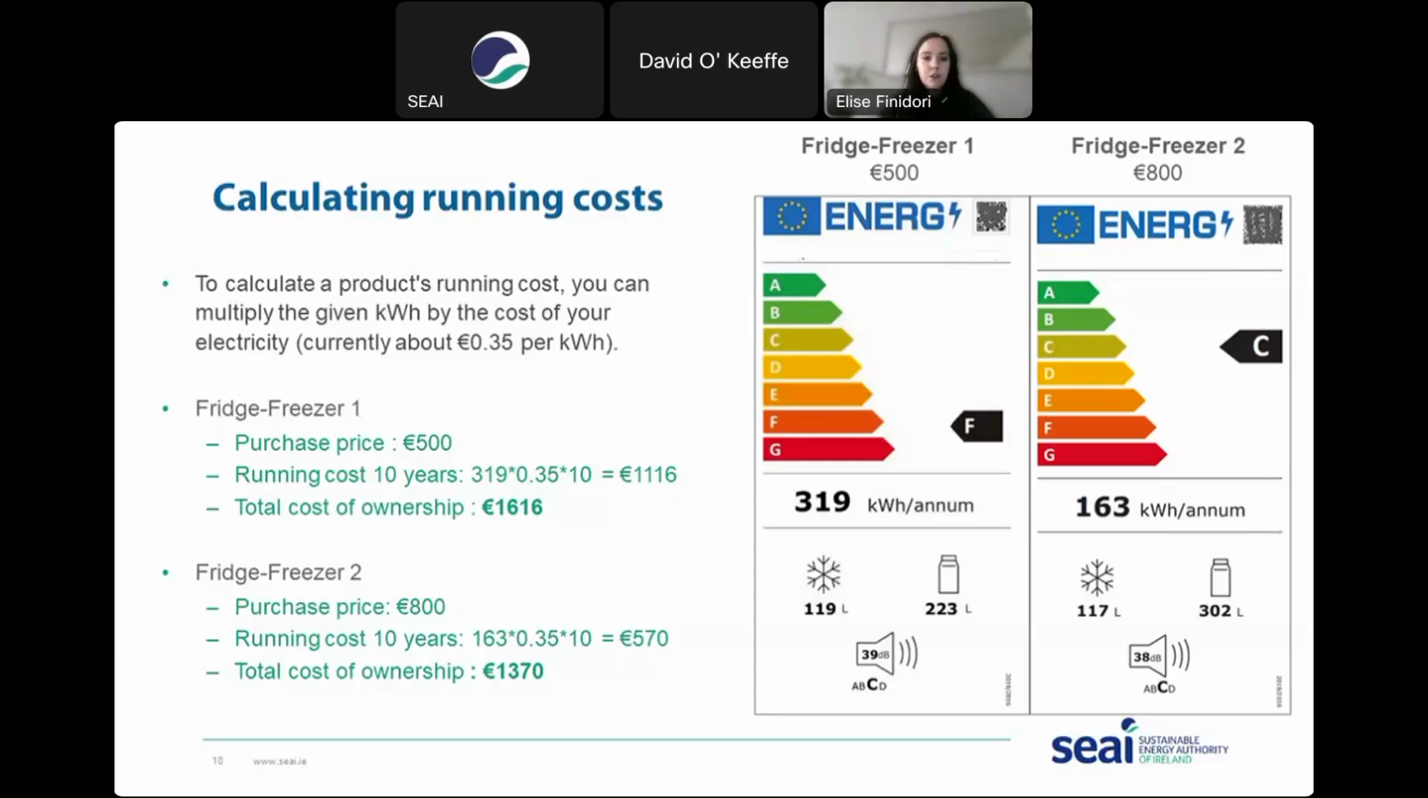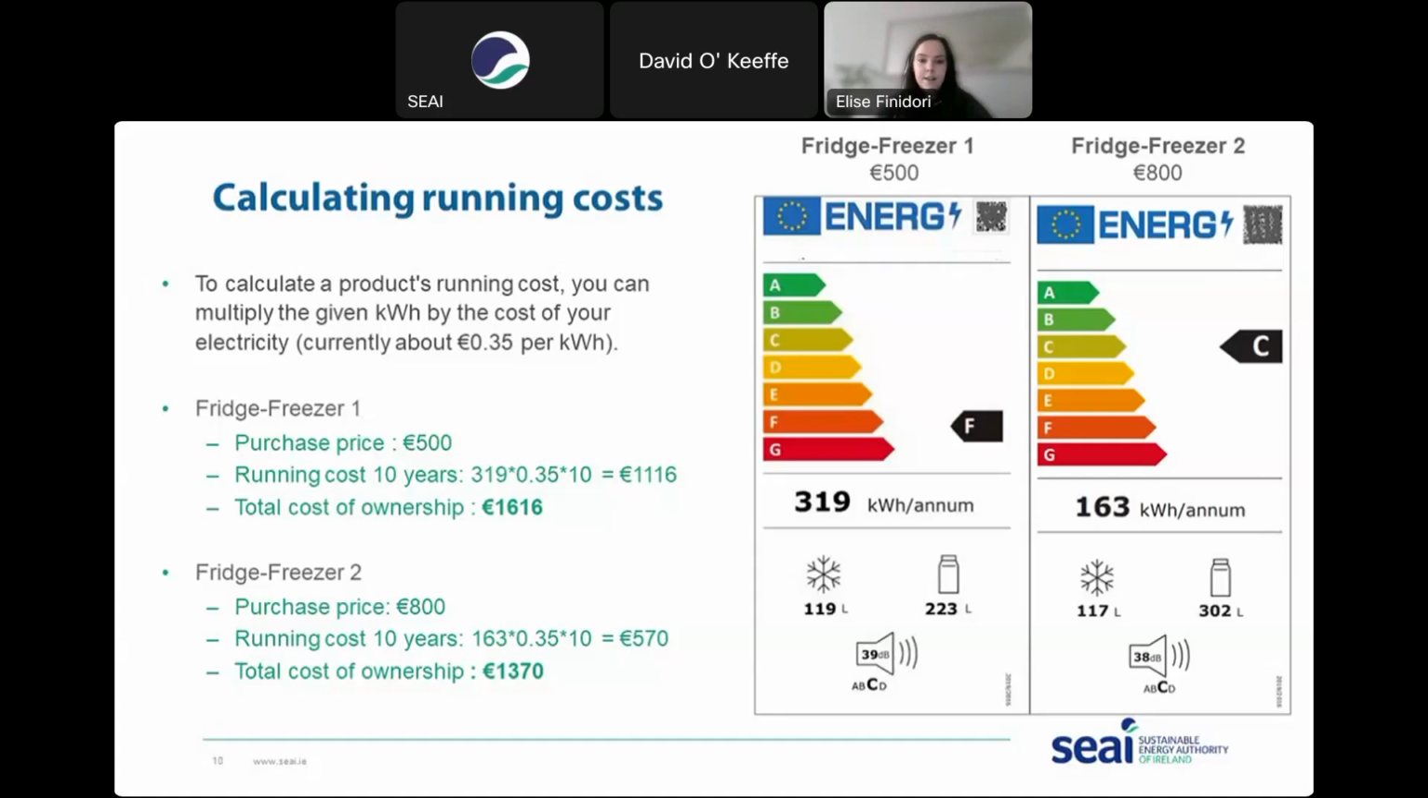So you can see for fridge freezer 1, you can use 319 kilowatt hour and multiply it by the cost of your electricity, 0.35, and then we multiply this by 10 because we're looking at a 10-year period. The running cost of this product, fridge freezer 1, equals 1,116 euro. If you add this to the purchase price, you have a total cost of ownership across 10 years of 1,616 euro. Doing the same calculation for fridge freezer 2, you can see that purchase price is 800 euro.